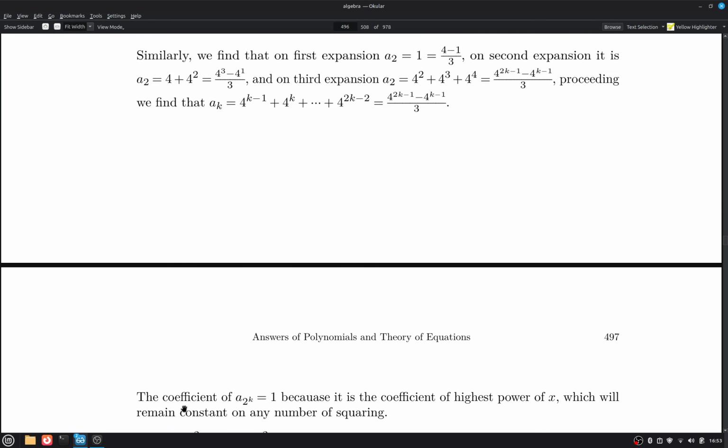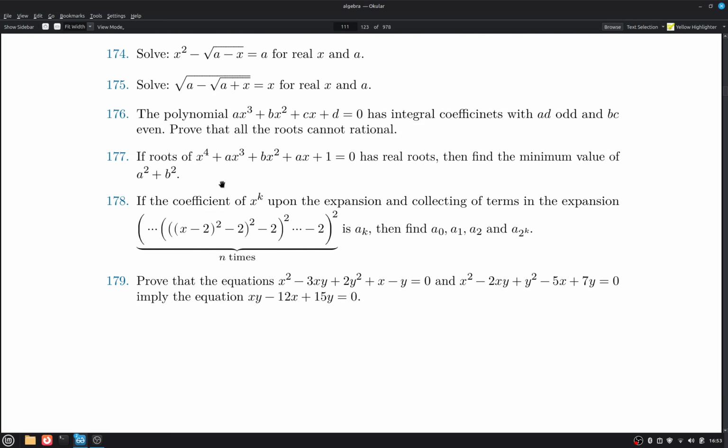So the coefficient of a to the power 2k is 1, because the coefficient of the highest power of x will remain constant on any number of squaring. This should be a2, not ak. This should be a2. Okay.